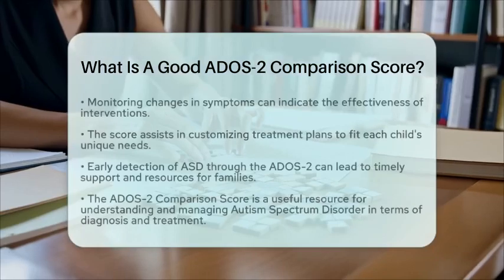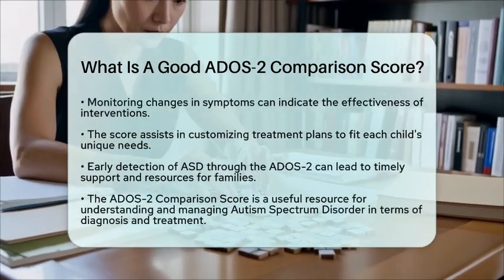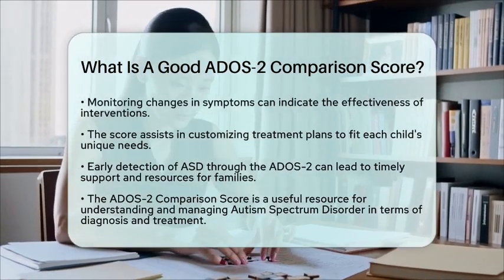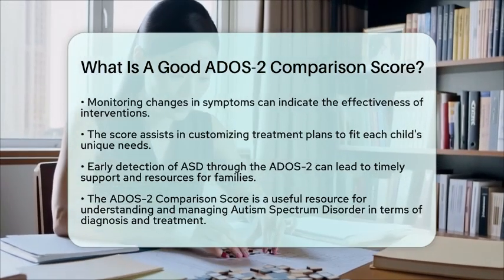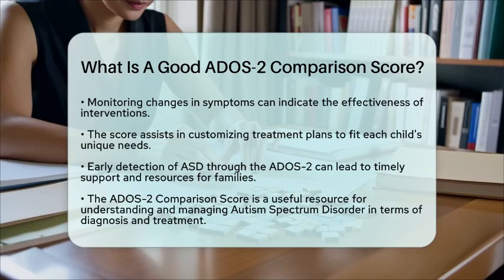For early signs of autism spectrum disorder, the ADOS-2 can be a valuable tool in identifying potential concerns. Early detection can lead to timely support and resources for families.